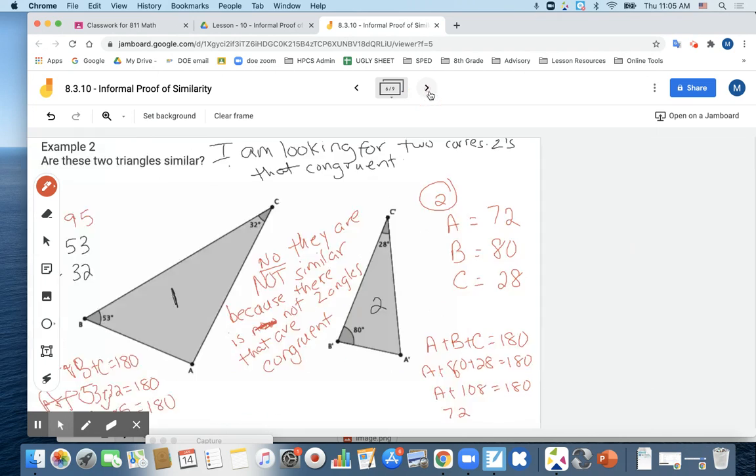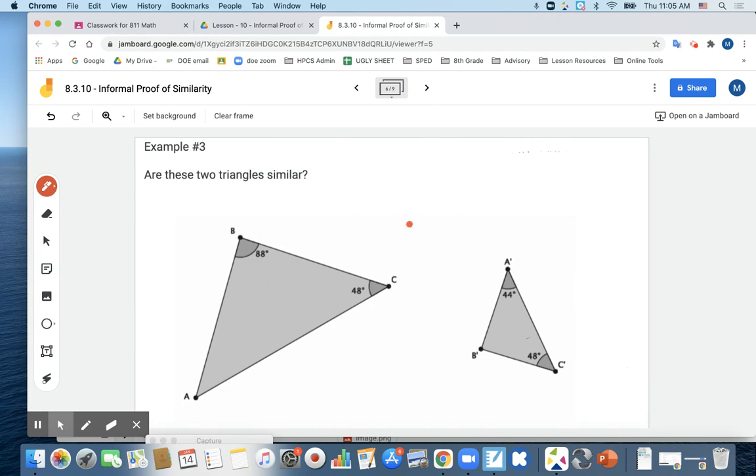So now let's look at example number 3. Are these two triangles similar? So again, I am looking for two corresponding angles that are congruent.